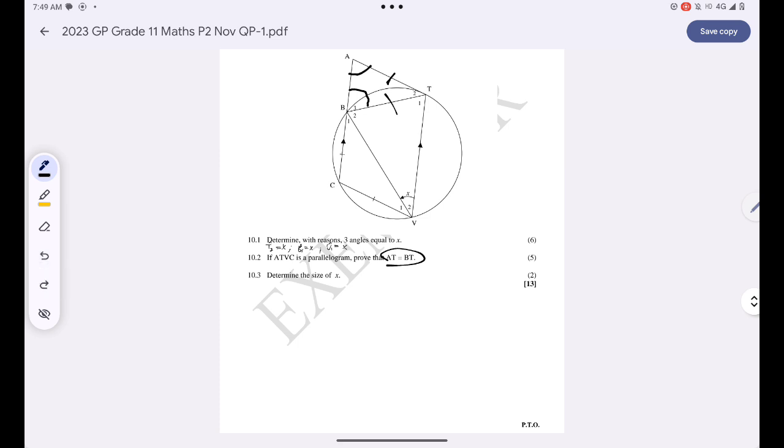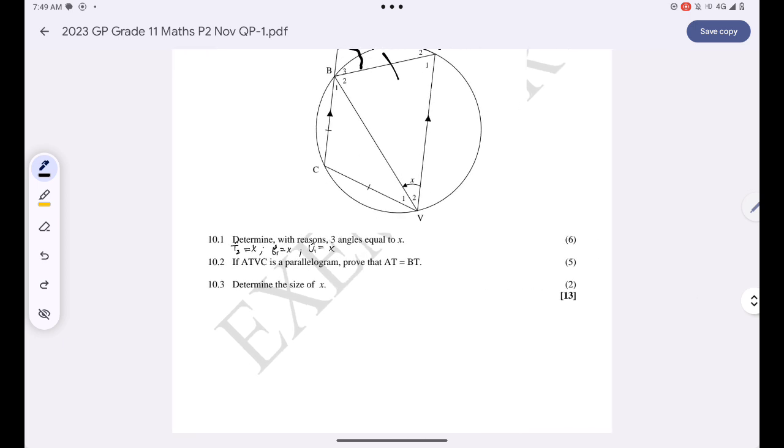How can I do that? Remember that I have X here and X there. Are you together? So therefore, angle C will just be 180 minus 2x. Why? I got it by saying the sum of angles of triangle BCV. Are you together?